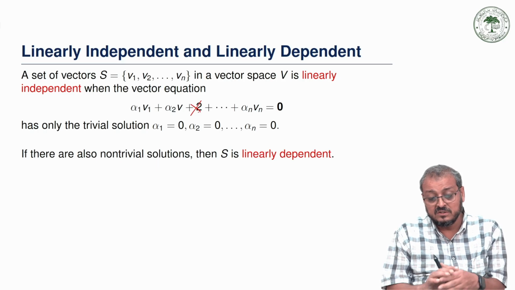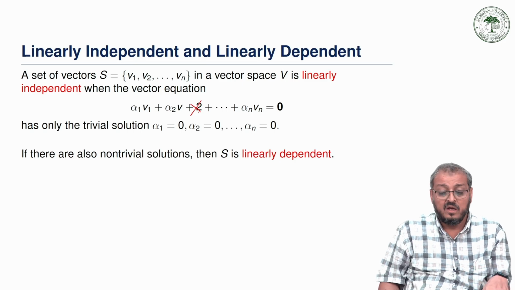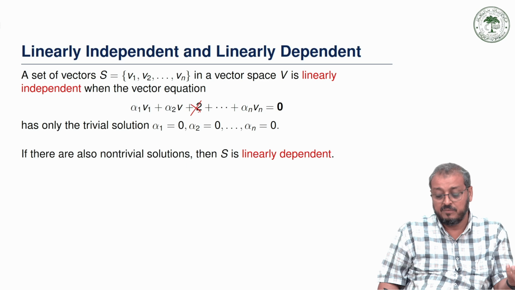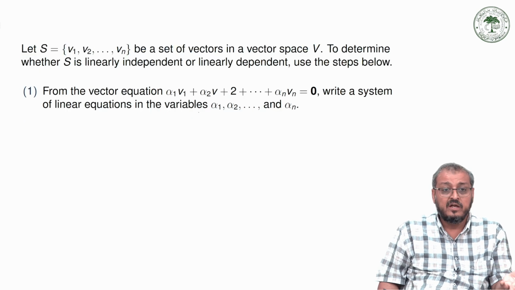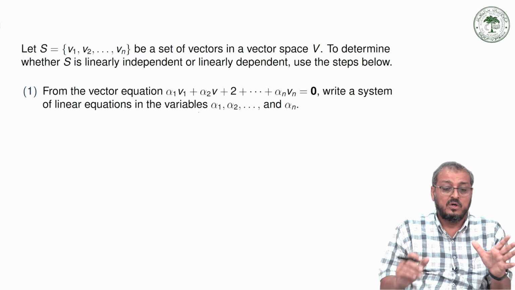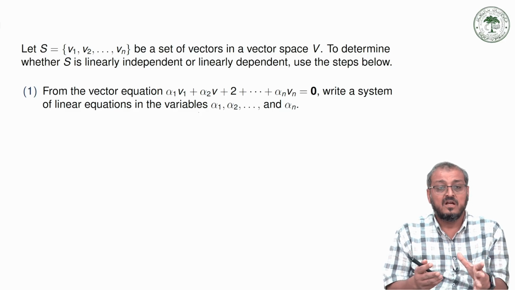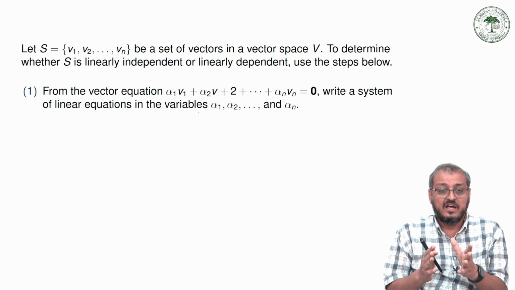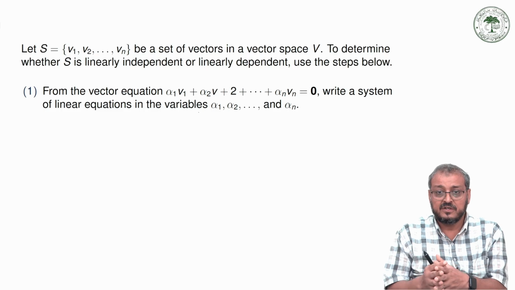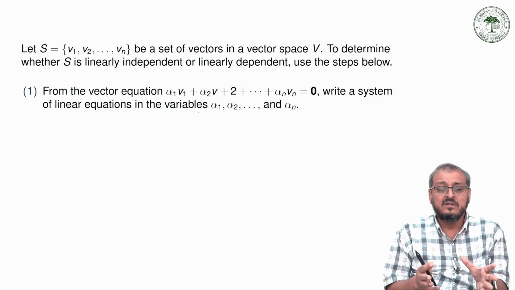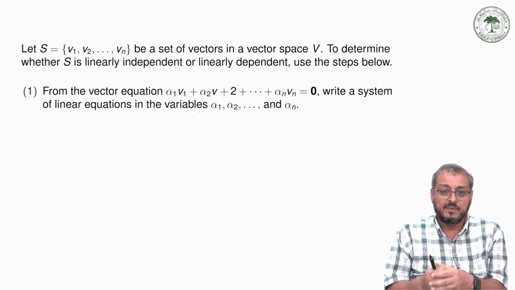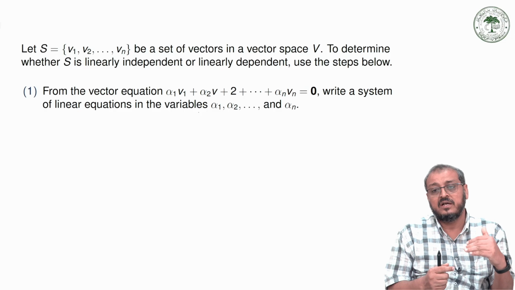Now the question is how we check whether a given set of vectors is linearly independent or linearly dependent. So we have to write in this form. First we have a set of vectors: let S equal v1, v2, up to vn be a set of vectors in a vector space V. To determine whether S is linearly independent or linearly dependent, we use certain steps.